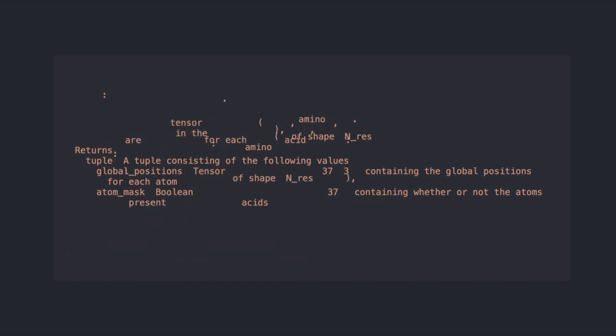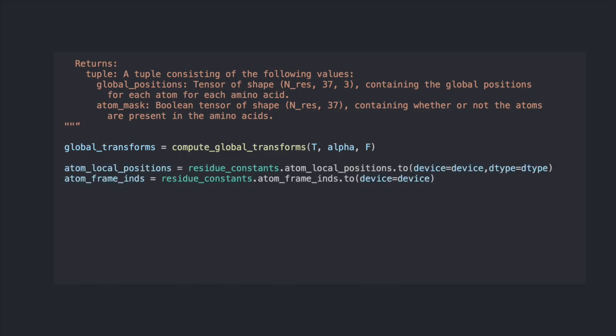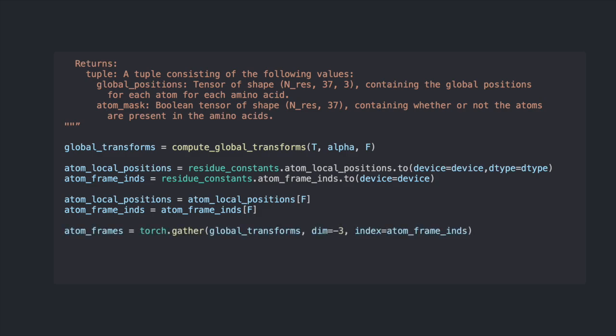In the body of compute all atom coordinates, we first calculate the global frames using the method we just discussed. Then we retrieve a list of local positions and which frames they are relative to for each atom in each amino acid. We use the label vector f to extract the data for the amino acids that are in our protein. Then we use the frame indices to select the correct global frames for each atom.